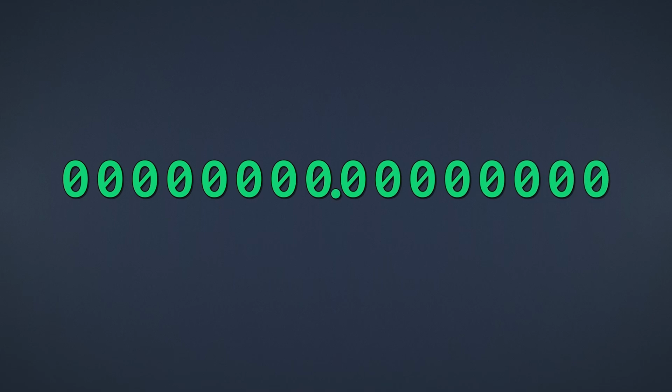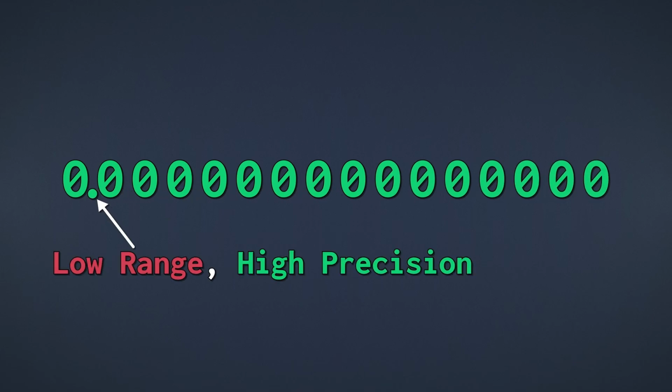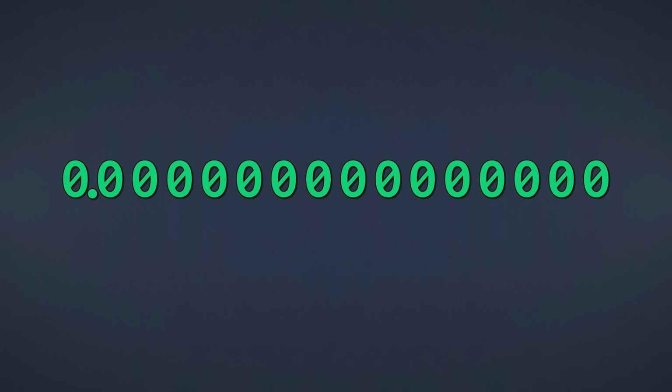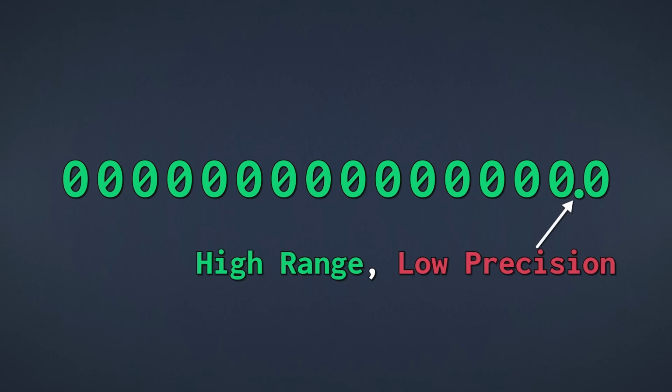If we place our fixed point far to the left, our number has a low range but a high precision. And if we place our point far to the right, we have a higher range but low precision. So no matter what we do, there's always a trade-off. Wouldn't it be nice if you could just dynamically move the point around? Well, that's where floating point representation comes in.